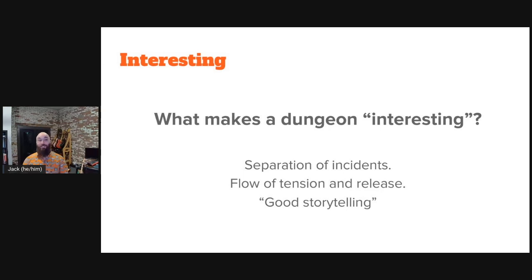When you're in a dungeon, ideally your dungeon is not just one big room with all the monsters in it, or it can be, it just depends on what kind of game you're making, I guess. A flow of tension, release, and then good storytelling.